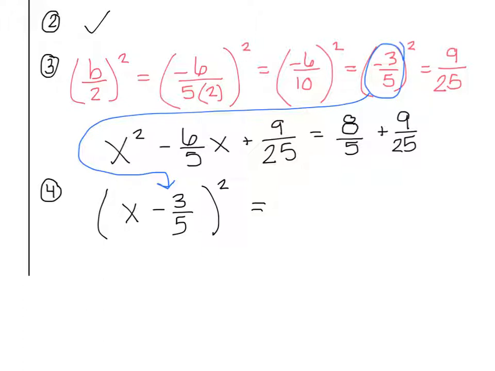Now we got to add these two together. What's a common denominator? 25. So if we make the bottom 25, what do we need to multiply the top by? 5, so that becomes 40. So when you add them together, 49 over 25. Your calculator can do that for you, and it'll put it back in a fraction for you.